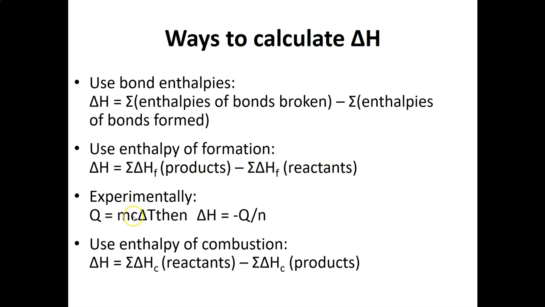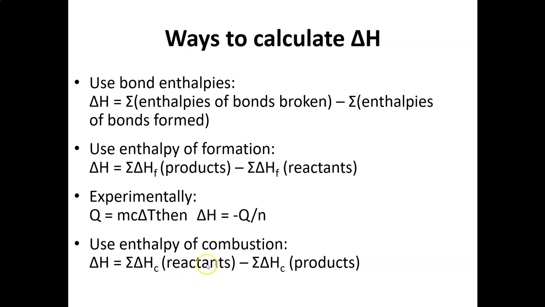It might be, and this is certainly something I've seen in exam papers where you'd have to calculate delta G, you'd have to calculate delta H from experimental data using Q equals MC delta T, then calculating delta H by doing minus Q over n if it's an exothermic reaction, or just Q over n if it's endothermic.